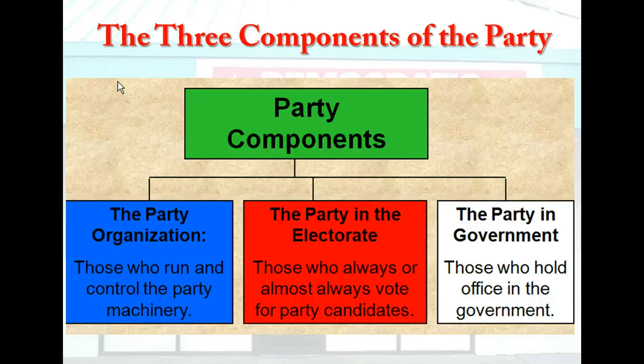Two, the party in the electorate. This consists of the party's loyalists who vote the straight party ticket or usually vote for its candidates. And three, the party in government. These are the party office holders at all levels of government.